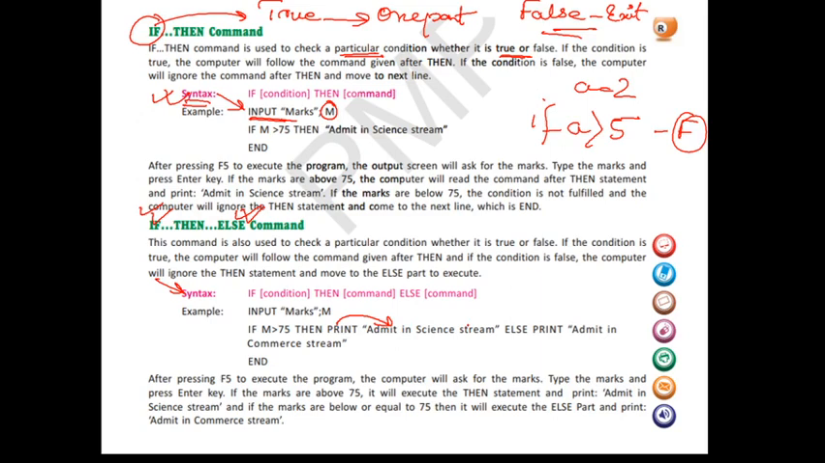But suppose any child has got 70%, what will happen? Then this part will execute: ELSE PRINT admit in commerce stream. So if the child has got above 75, it will come admit in science stream. If it has got less than 75, it will come admit in commerce stream. So what is else doing? Else is simply ignoring the then part. The then part of the statement is getting ignored by the else statement.